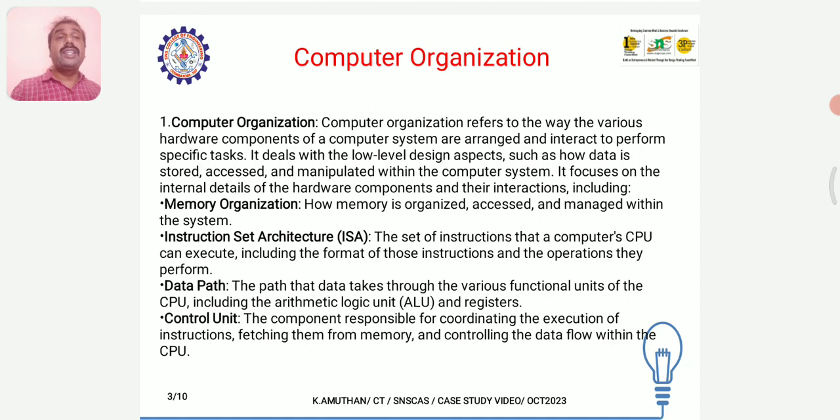What is the instruction architecture? The set of instructions that the CPU can execute. Data path: the path data takes through the various functional units of the CPU, including the arithmetic and logic unit and registers. How the data can be stored, and how the data can pass from one place to another. The control unit has control over all the activities. It is responsible for coordinating the execution of instructions, fetching from the memory, and controlling the data.